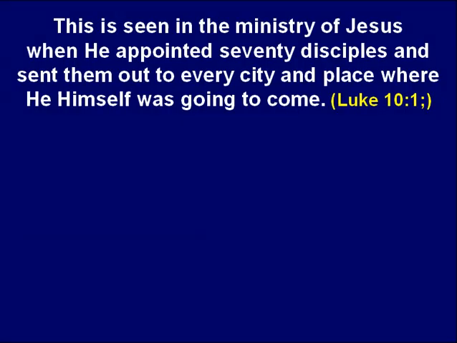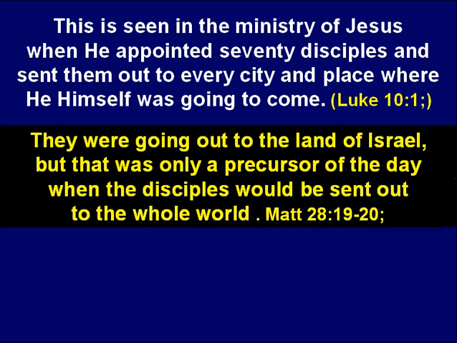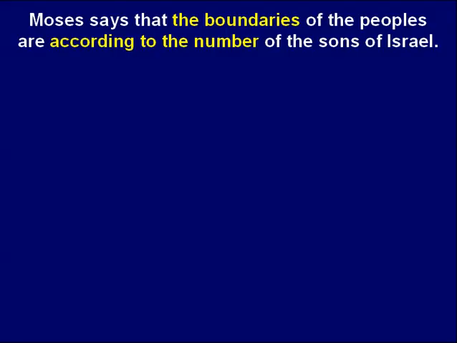This is seen in the ministry of Jesus when he appointed 70 disciples and sent them out to every city and place where he himself was going to come. They were going out to the land of Israel, but that was only a precursor of the day when the disciples would be sent out to the whole world.